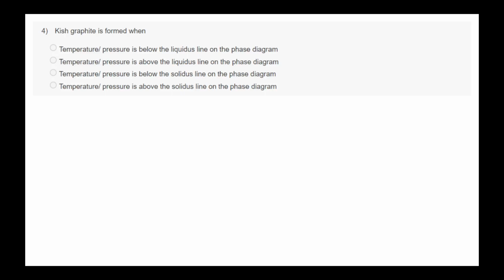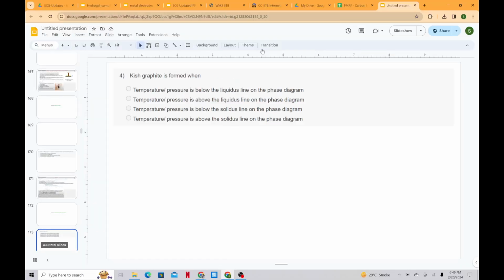Yeah, so the next question is, Kish graphite is formed when? So it is asking about the temperature and pressure. So the first is temperature or pressure is below the liquidus line on the phase diagram. Temperature or pressure is above the liquidus line on the phase diagram. Temperature or pressure is below the solidus line on the phase diagram. Temperature or pressure is above the solidus line on the phase diagram. So if you know the phase diagram for this graphite, then probably you might answer where it forms. So can anybody guess or give their answer, what could be the answer for this question?